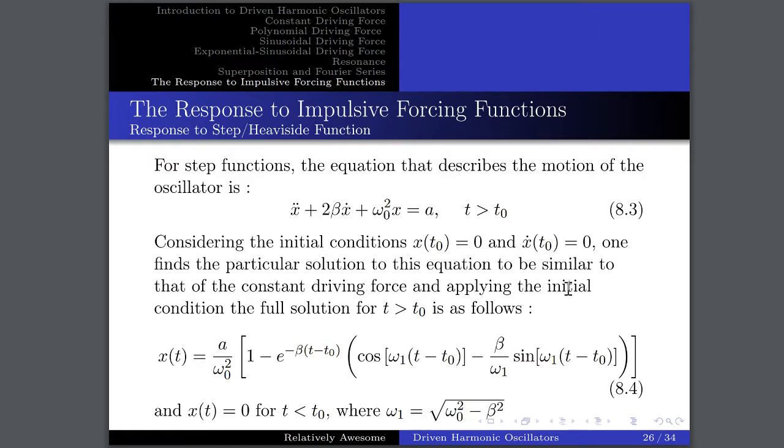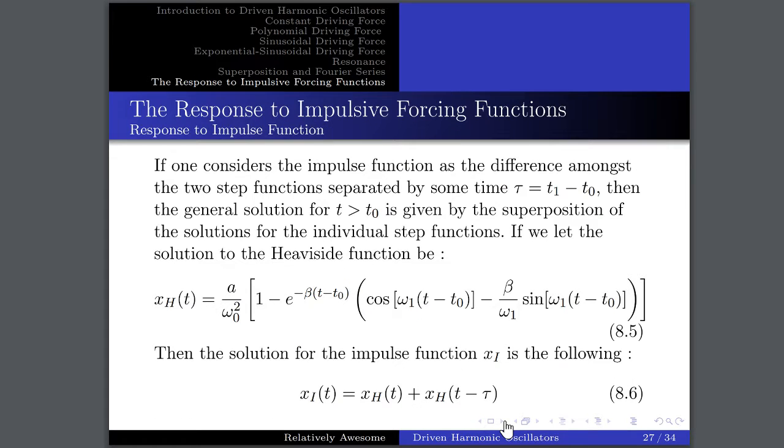And applying the initial condition, the full solution for t greater than t sub naught is as follows. And for x of t, the particular solution will be 0 at t less than t sub naught. And then when we use this omega sub 1, this is defined to be the square root of omega naught squared minus beta squared.